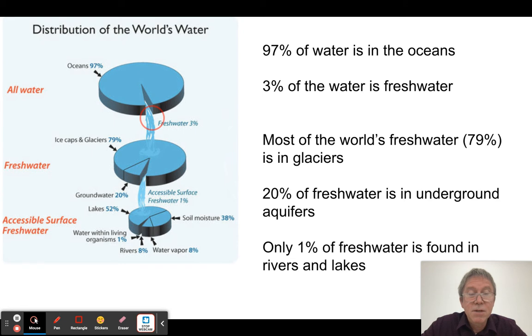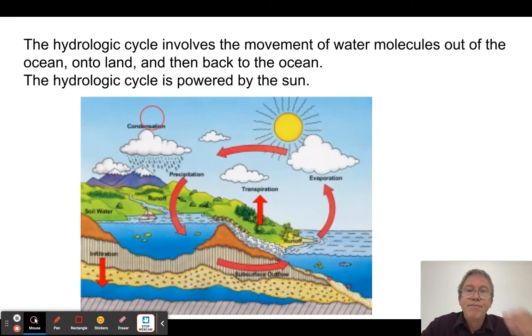And so obviously that's a pretty precious resource. And quite frankly, in your lifetimes, there will probably be wars fought over this resource because it's becoming more and more difficult to come by. So for that reason, we ought to learn about this hydrologic cycle.